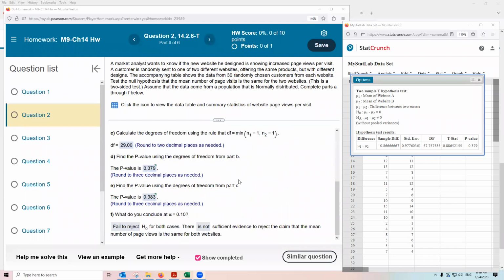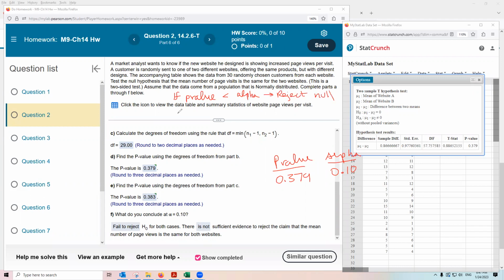All right, let me scroll down. Now they're asking us, what is the p-value? Well, the p-value here is 0.379. And then they say, what do you conclude at alpha equal 0.10? So we know the p-value is 0.379, and they're telling us to use alpha of 0.10. Well, if you remember the rule for hypothesis testing, you compare the p-value to alpha. If the p-value is less than alpha, that is when you reject the null hypothesis.